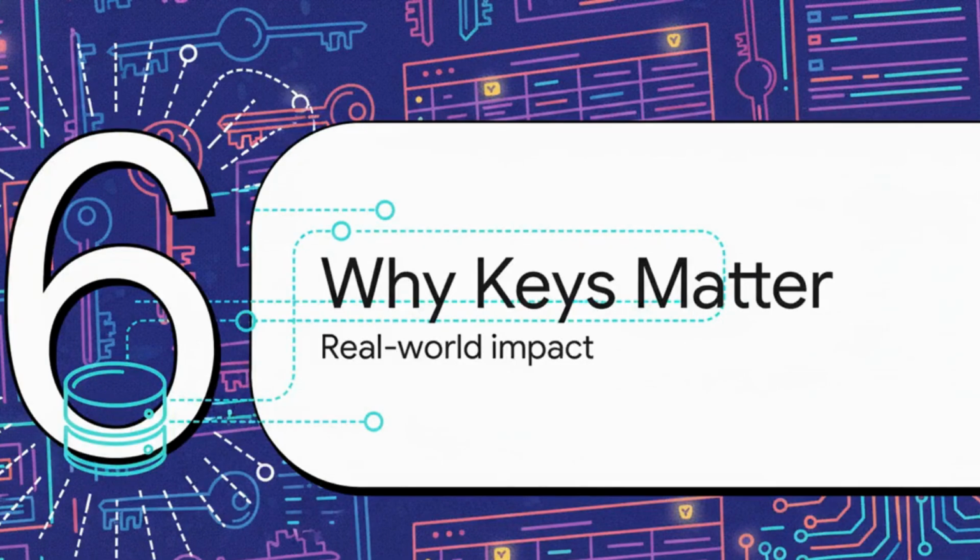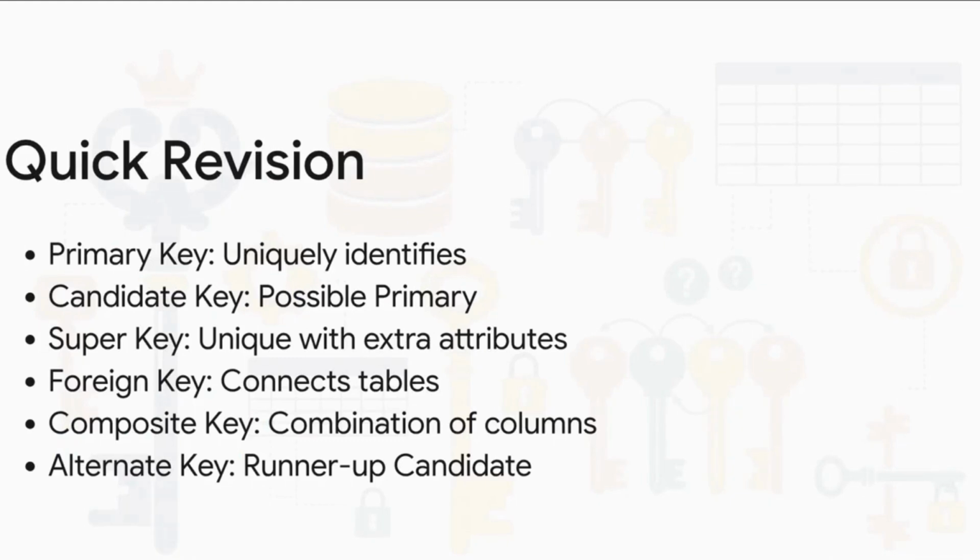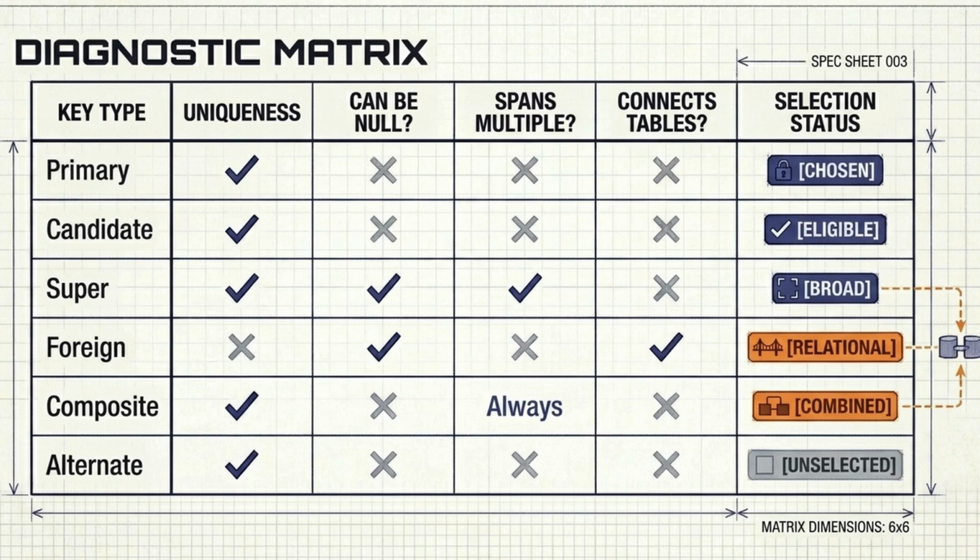Finally, we arrive at Section 6, Why Database Keys Matter. We've defined all the major players, so let's step back and look at the big picture. Why are these so vital to the infrastructure of the internet? Let's move to a quick recap and see how this all builds together. Just to lock this in, the primary key uniquely identifies records. The candidate key is a possible primary key. The super key is unique but might have extra attributes. The foreign key is what connects our tables. The composite key is a combination used when one column isn't enough. And the alternate key? That's just the runner-up candidate.